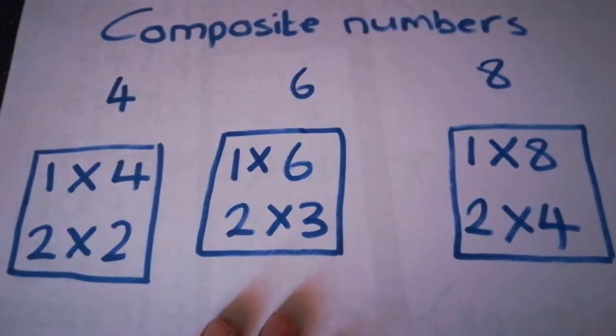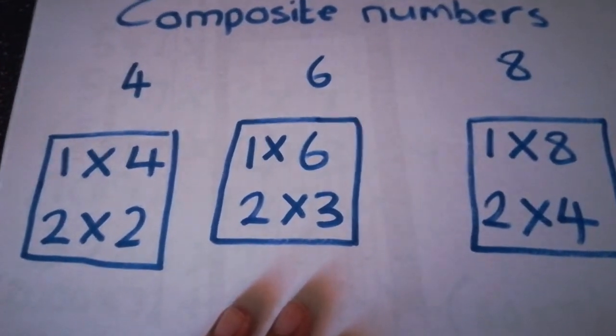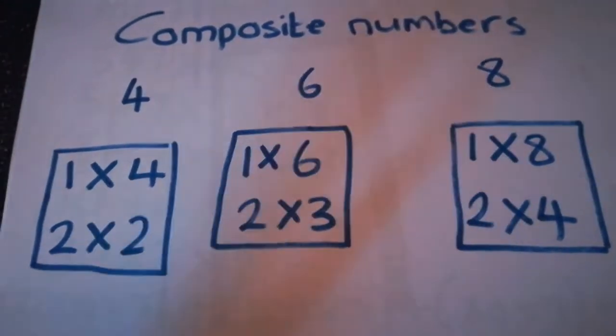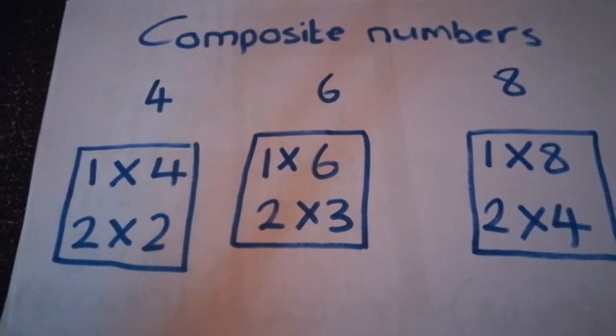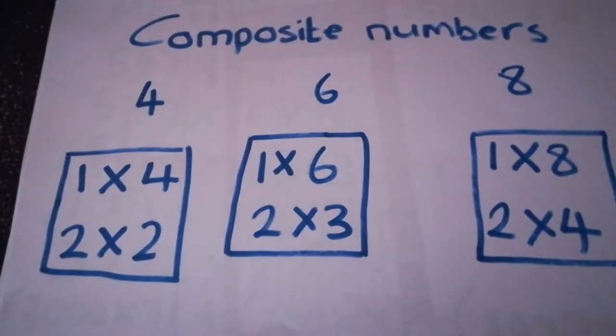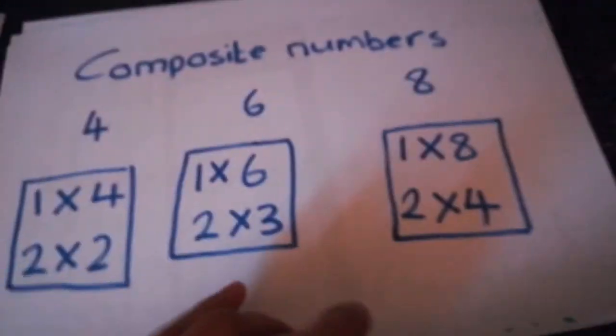Right? The same thing goes for 6. Let's look at 6. What numbers can we multiply to give us 6? We can say 1 times 6 and 2 times 3. So not only 1 can go into 6 and not only 6 can go into 6, also 2 and 3 can go into 6. Okay.